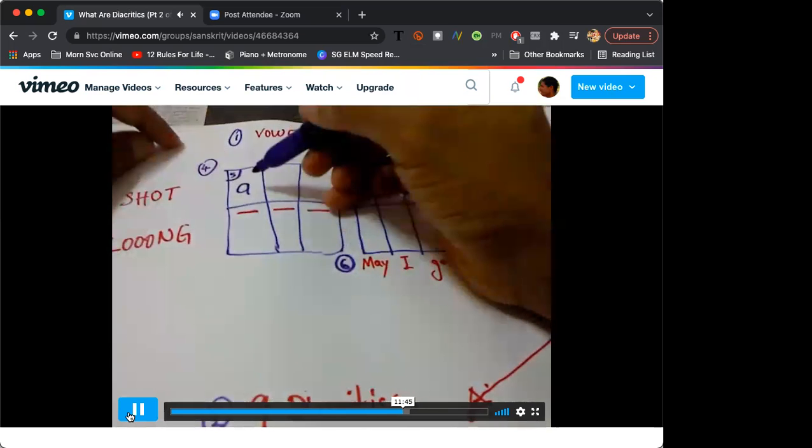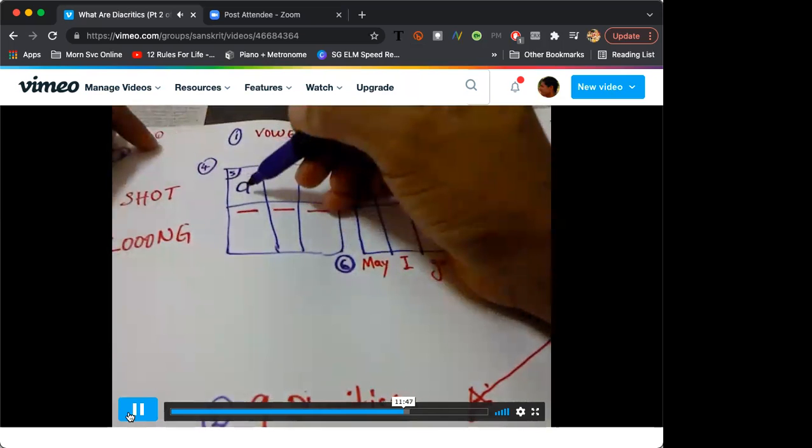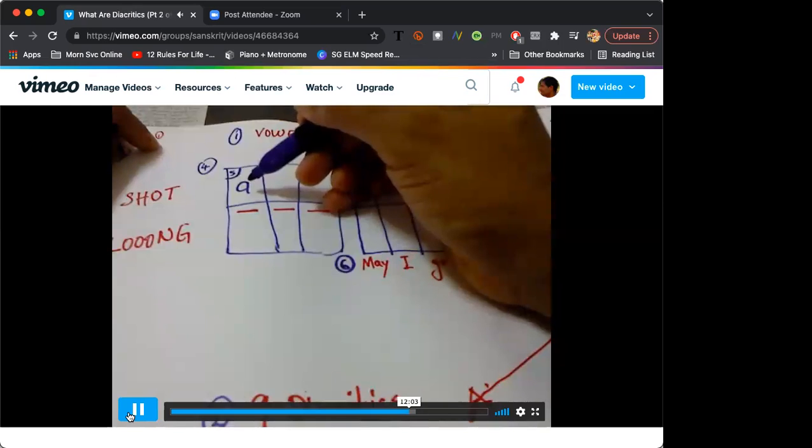Don't get confused with the English alphabet A. The English alphabet has a name, that is called A in English, and it has many sounds. Alphabet A has maybe 5 different sounds in English. For example, we say A is for apple, but then A is for ape, as in the monkey, ape. So A has many sounds.